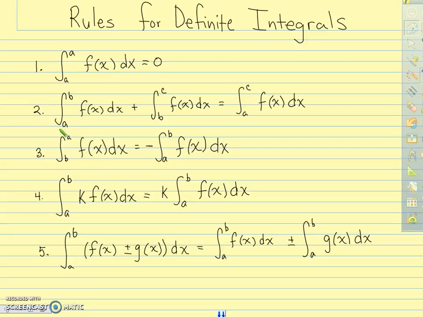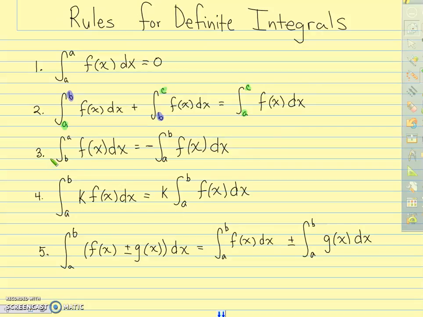Number 2 is called the additivity. So if we take the integral from a to b of f of x dx plus the integral from b to c, notice that this second integral that's being added starts, the lower limit is the upper limit of the previous one, that goes from b to c. Then we get the integral from a to c of f of x dx.